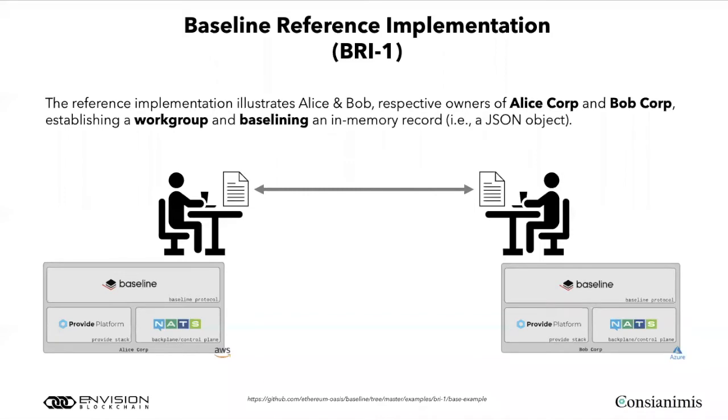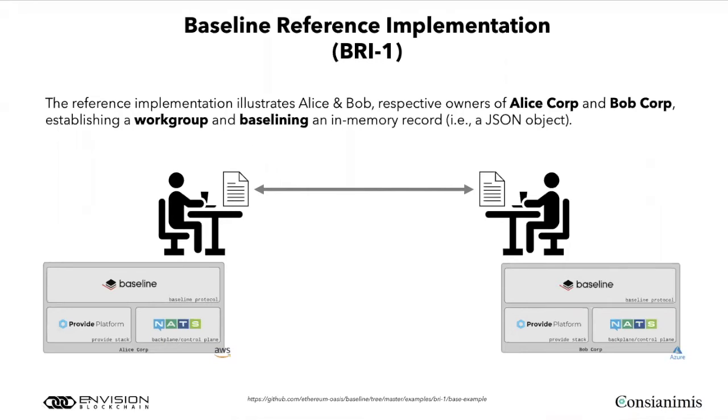So for this, Provide platform put together a reference implementation called BRI-1, standing for Baseline Reference Implementation. And the use case was meant to be really, really simple. Let's not overcomplicate this. This is a use case where there are two organizations, let's just call them Alice Corp and Bob Corp. These are the two icons that are sitting across from each other. They're establishing a work group, and we'll explain what that is in the next couple slides.